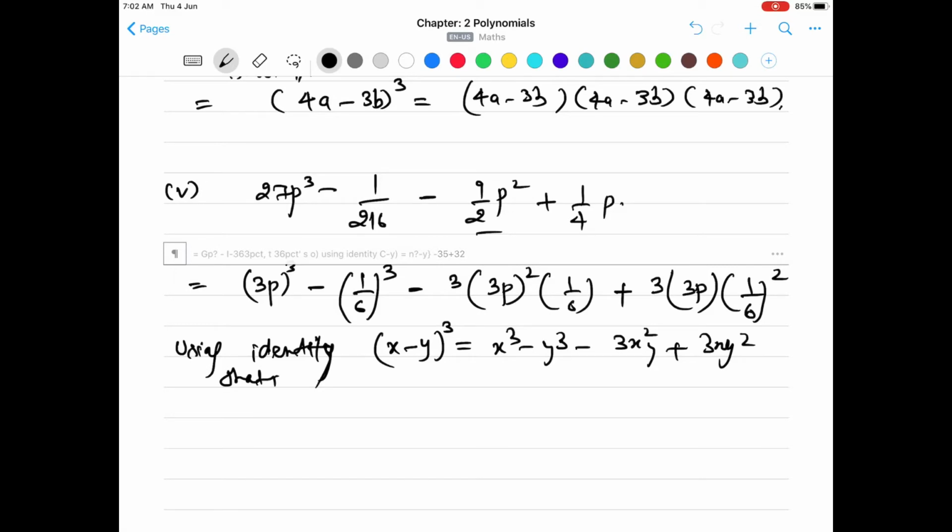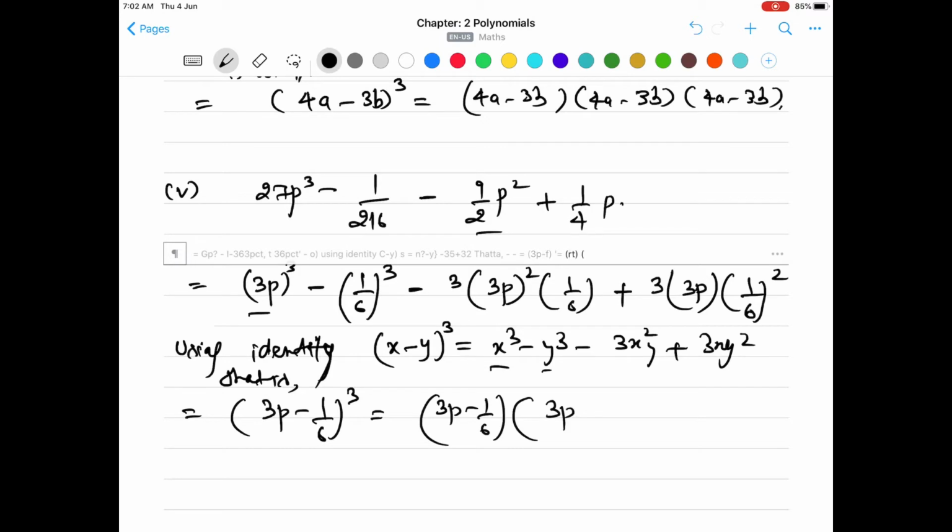So we can write this as, x here is 3p and y is 1 by 6. So this will be (3p minus 1 by 6) whole cube, or this can be written as (3p minus 1 by 6)(3p minus 1 by 6)(3p minus 1 by 6). So that's the answer of question number 8.